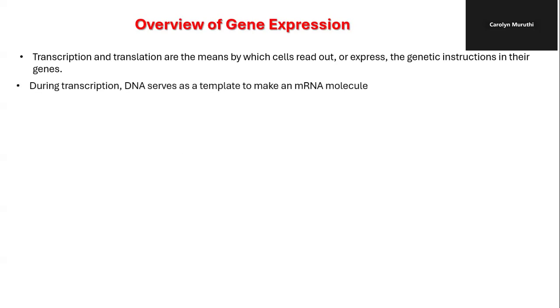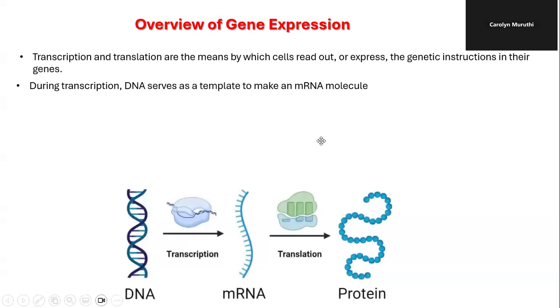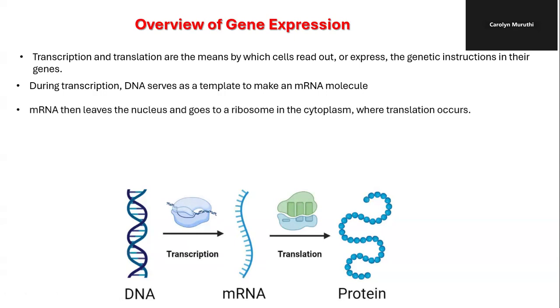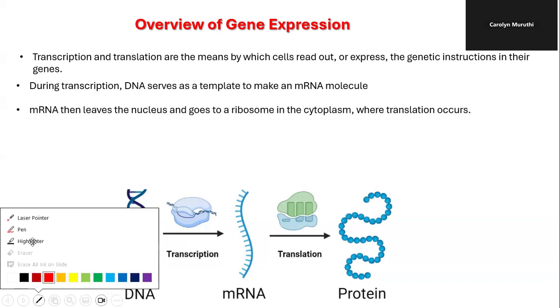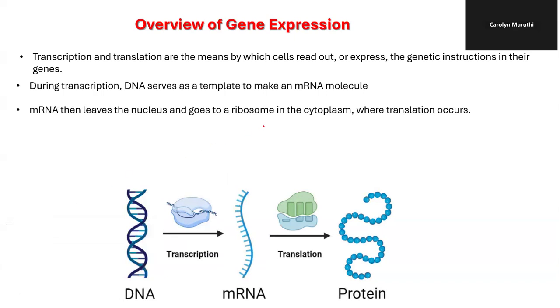During transcription, DNA serves as a template to make a messenger RNA molecule, and this occurs in the nucleus. Thereafter, the messenger RNA will then leave the nucleus and go to the ribosome in the cytoplasm, where translation occurs, and translation reads the genetic code in messenger RNA and makes a protein.